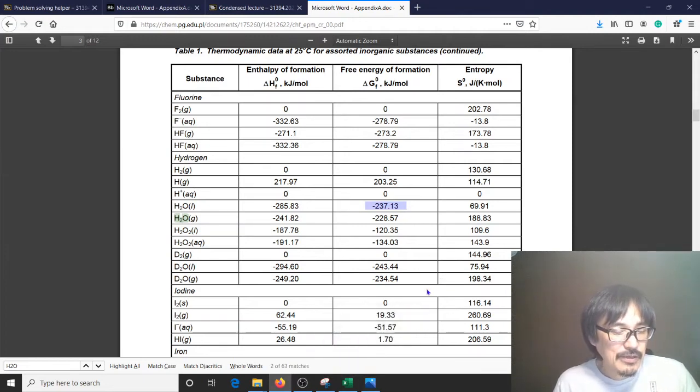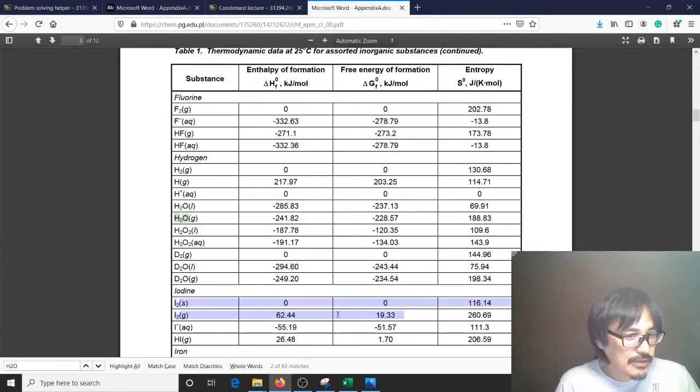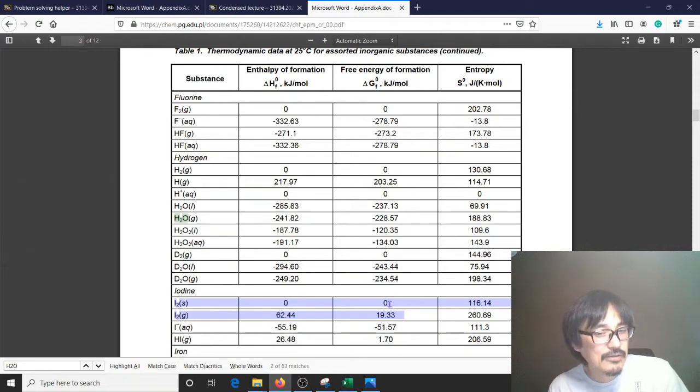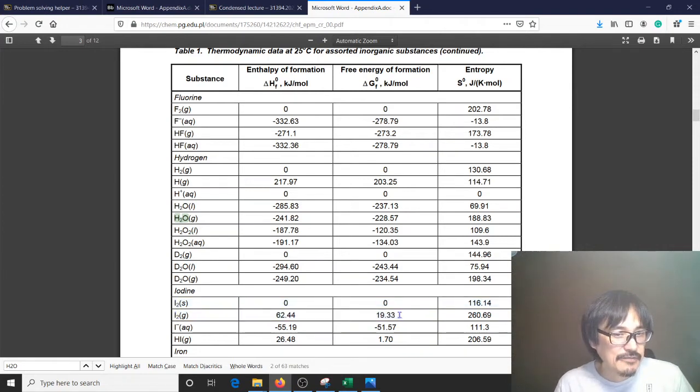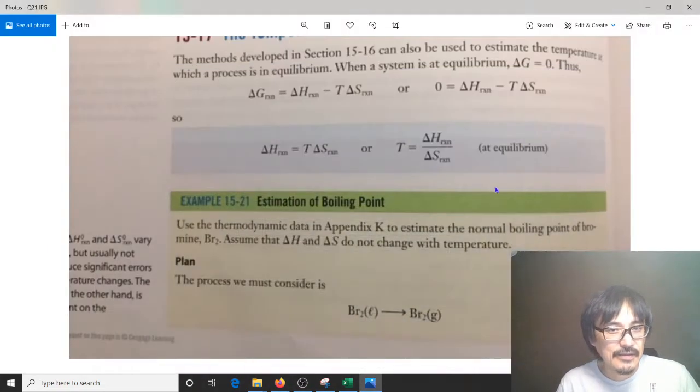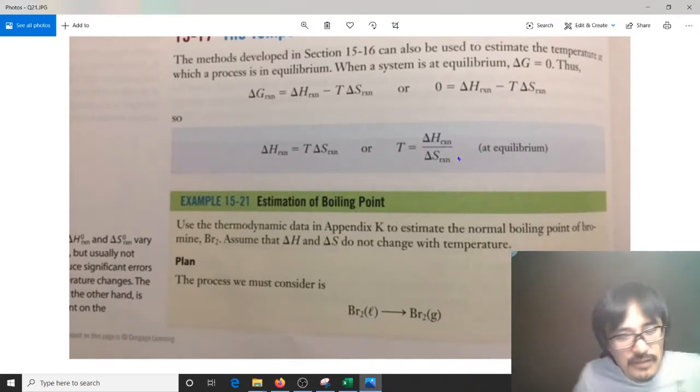Anytime you're dealing with two different phases like these, like iodine for example, you notice that iodine has the lower energy in solid. So iodine is actually a solid at room temperature. It's not the gas phase. Okay? So you got that.